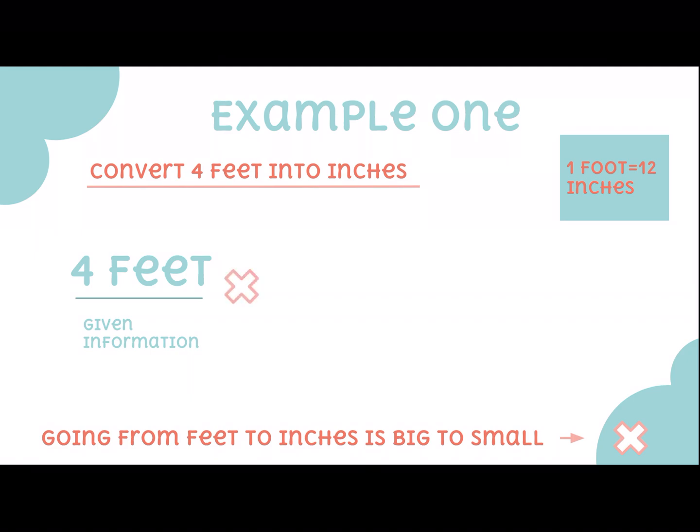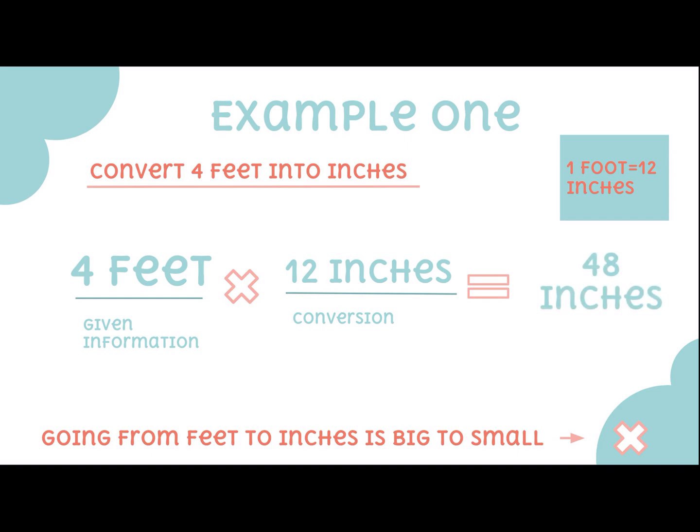Then we said we are going to multiply, and then all you do is you take your conversion and multiply by that. There are 12 inches in a foot, so you multiply it by 12, 4 times 12, because each foot has 12 inches. So that's the conversion, and that will give you 48 inches, and that's your answer.